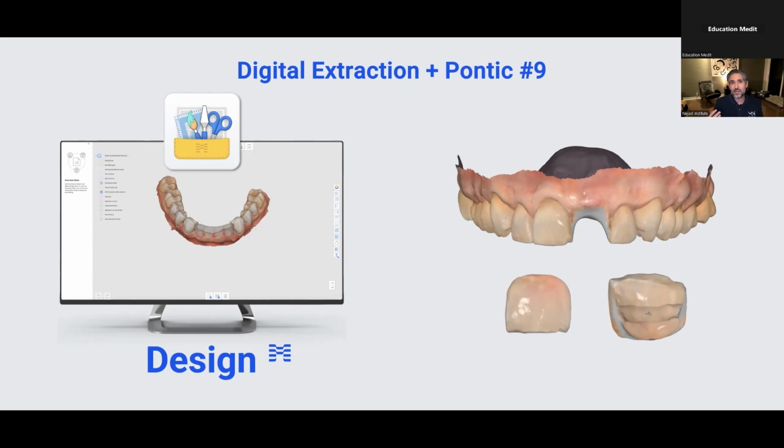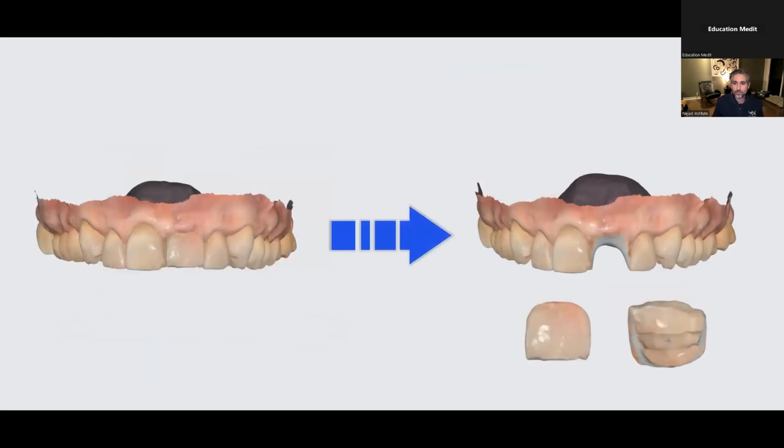And oftentimes I can convert that into a Maryland bridge. And now making Maryland bridges is even easier than ever. So it all starts with performing a digital extraction on the primary scan, or the initial scan when the patient came for consultation or record collection. So we're going to go through that step by step.